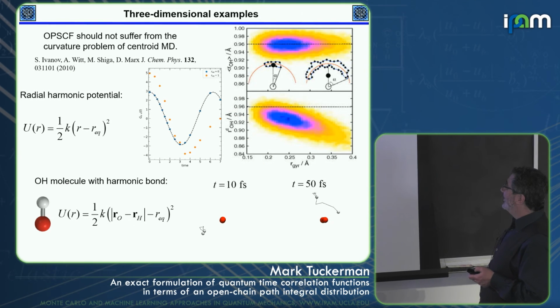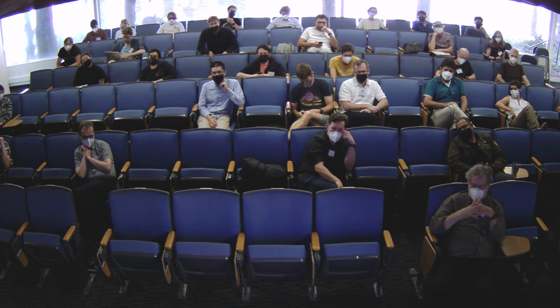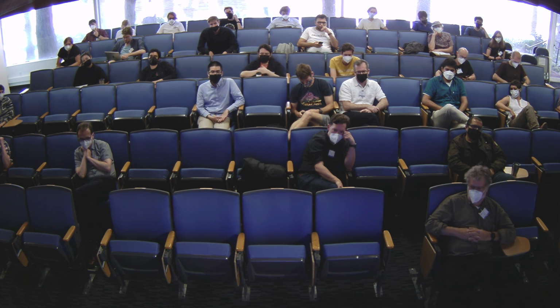What's the relation between the orange? Oh, I see those. One is O and one is H. So you have two open chains now, right? And the H is much more dynamic. Yes, and it's more quantum, right? So the chain is longer.